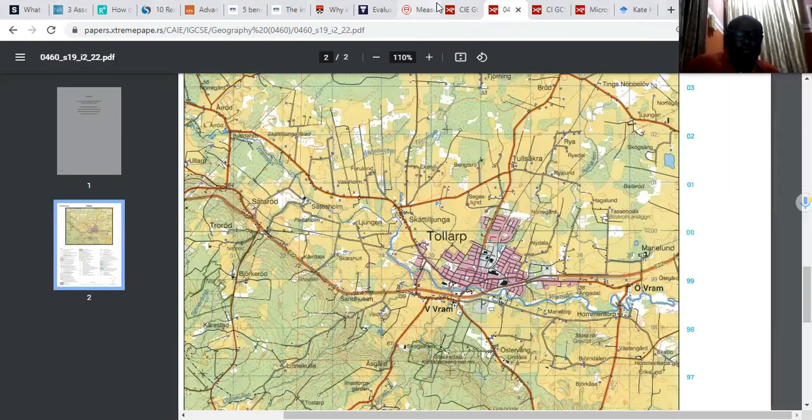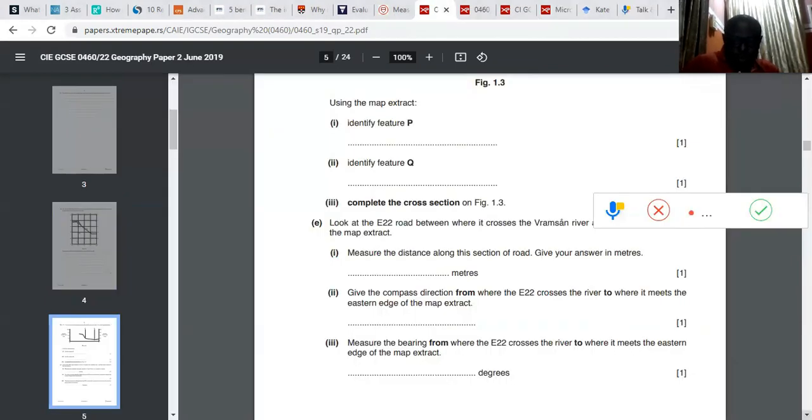So I think this is where it crosses the river. They wanted to talk about the direction, like this. From here to here, what's that? This is west. No, this is east. So this should be east, east, north. Because of time, let me move to another question.